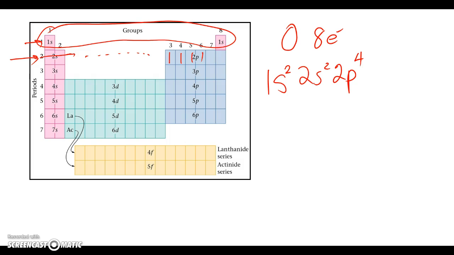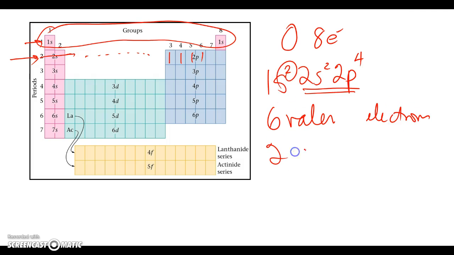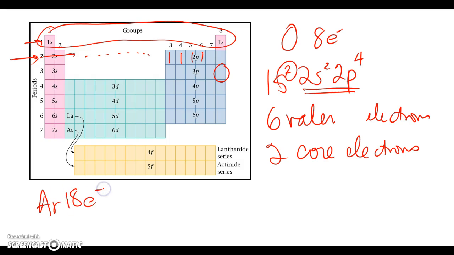Oxygen's outermost shell is the principal energy level 2. And in that principal energy level 2, it has 6 electrons. It has 6 valence electrons. And it has 2 core electrons. Okay? If we, for instance, take one of our noble gases, and let's take argon, which sits right here. So argon has 18 electrons. So let's see what its configuration looks like.